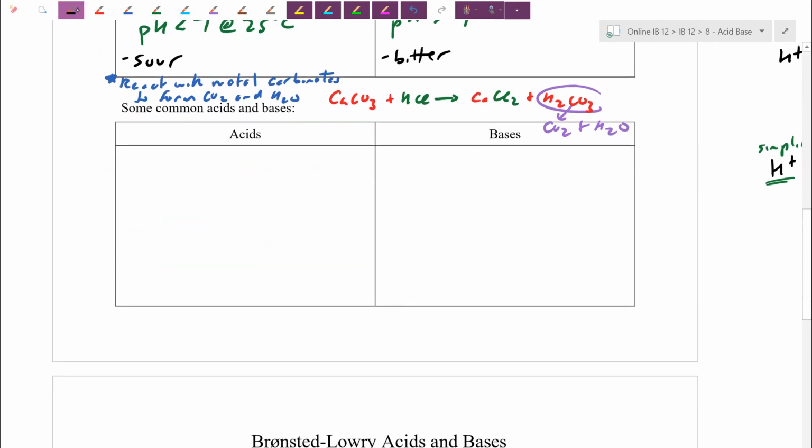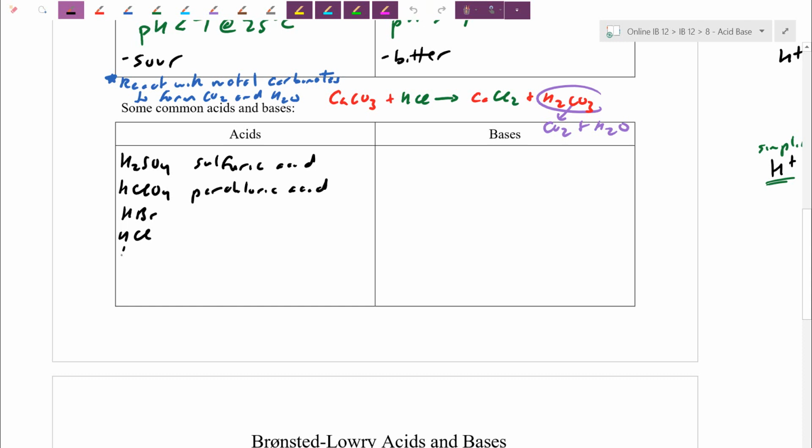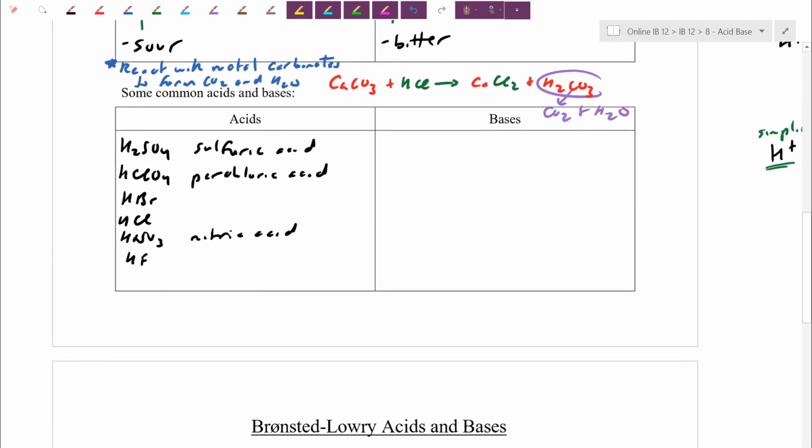I'm going to list for you some common acids and common bases here. A lot of these ones here you know how to name. H2SO4 comes from sulfate, so this one here is sulfuric acid. When you do sulfuric acid, I don't mind F or pH, either is fine. HClO4, that's perchloric acid. We have HBr, HCl, HNO3, so nitric acid, and HF. These ones here that I've listed for you are referred to as strong acids.